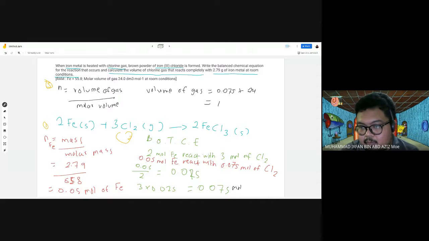1.8 what? What is the unit? Writing 1.8 only is not correct. You need to write it completely. 1.8 decimeter cube. Yes, 1.8 dm³, based on that molar volume, which was given here in decimeter cube.